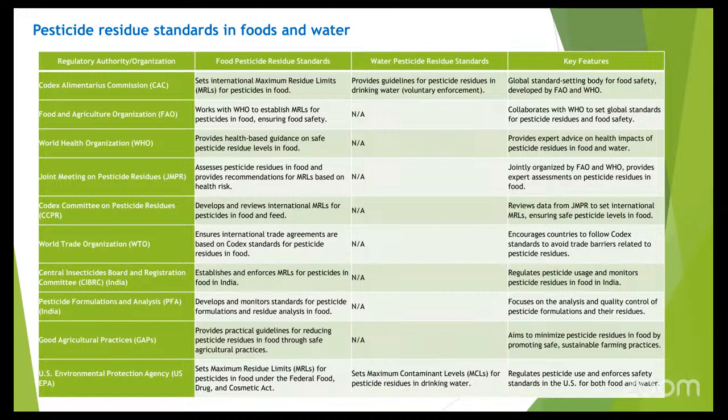Food and Agriculture Organization and World Health Organization have jointly formed a group called Joint Meeting on Pesticide Residues, which we call JMPR. It assesses pesticide residues in food and provides recommendations for maximum residue limits for pesticides in food and feed.